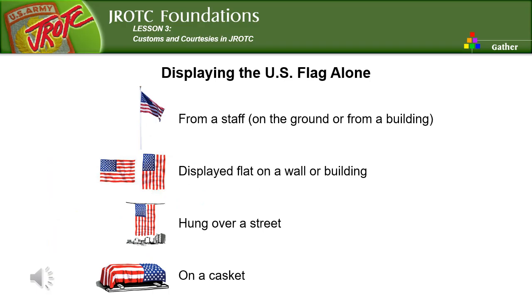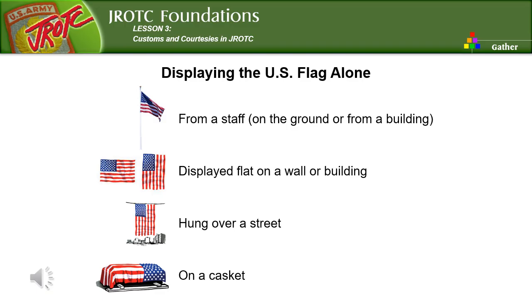When displaying a flag from a staff projecting from a windowsill, balcony, or the front of a building, the union of the flag should be at the staff's peak, unless displaying the flag at half-staff. When displaying a flag flat against a wall, either horizontally or vertically, the union should be the uppermost and at the flag's own right, or the observer's left. When displaying the flag in a window, place it with the union on the left of the observer in the street. When displaying suspended across the street, the flag should be vertical with the union to the north on an east-west street or the east on a north-south street.